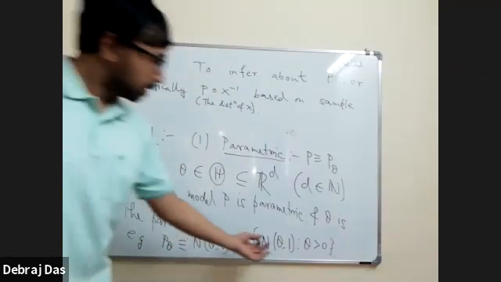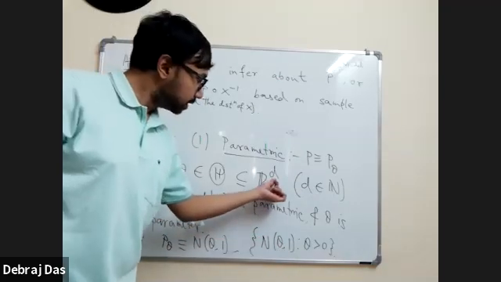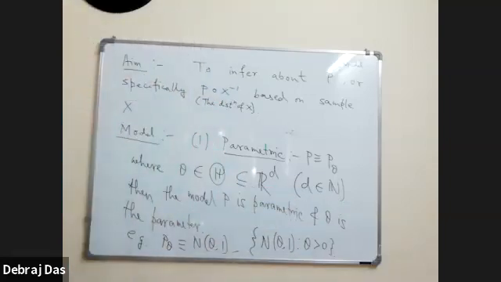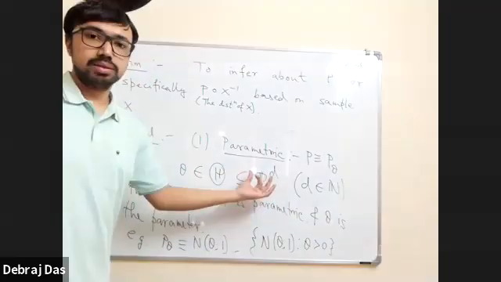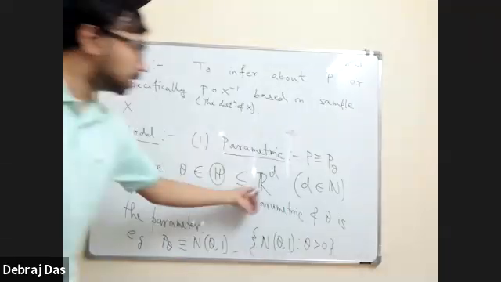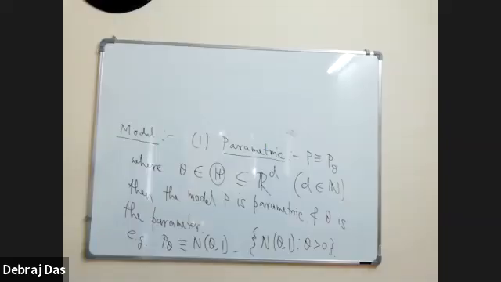Why? Because the number of parameters that you are considering should be finite, first of all. That's why d belongs to natural number, and that is a requirement for a parametric model. For a parametric model, the parameter space should be a subset of some Euclidean space. Okay, and that dimension should be finite. It cannot be R infinity. Okay. And if this is not true, then it's non-parametric.